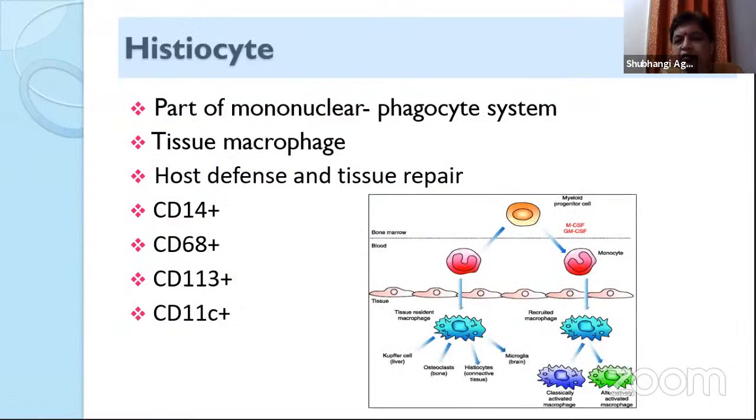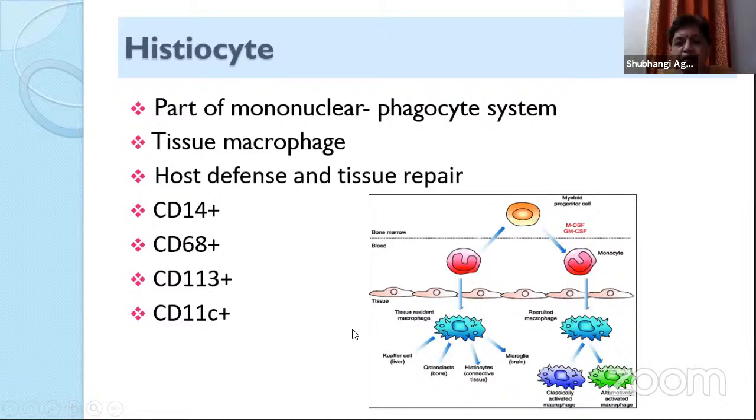The histiocyte is a part of the mononuclear phagocyte system. It is a tissue macrophage which deals with host defense and tissue repair. It is usually derived from the blood monocyte, which gives rise to the macrophage, and from this macrophage, we have the histiocytes which are present in the connective tissue. We have other macrophage cells in the parenchymal organs, but we will be dealing with the histiocytes mainly.